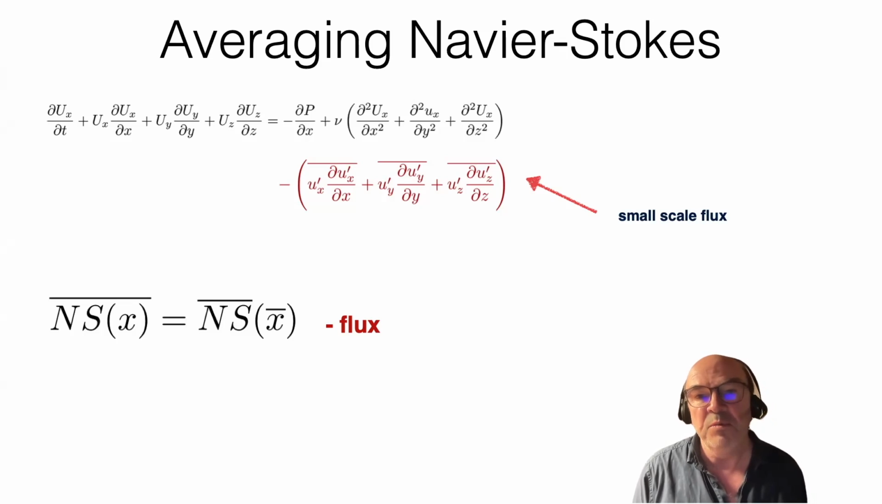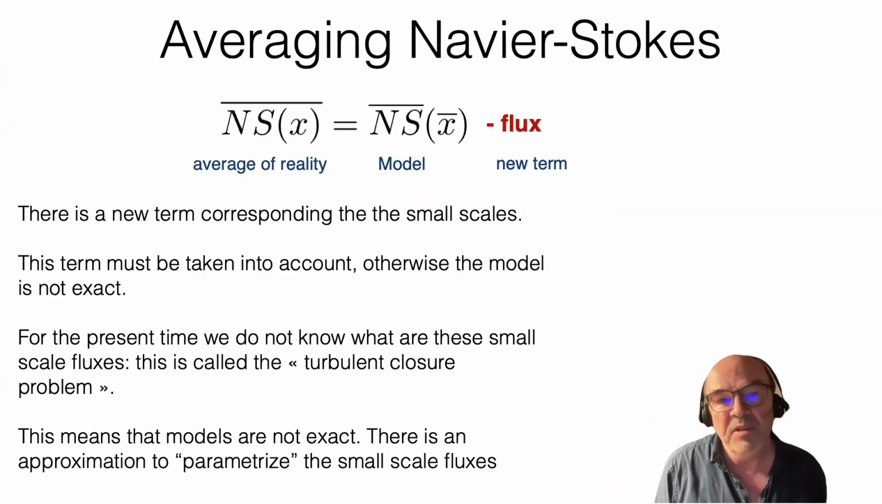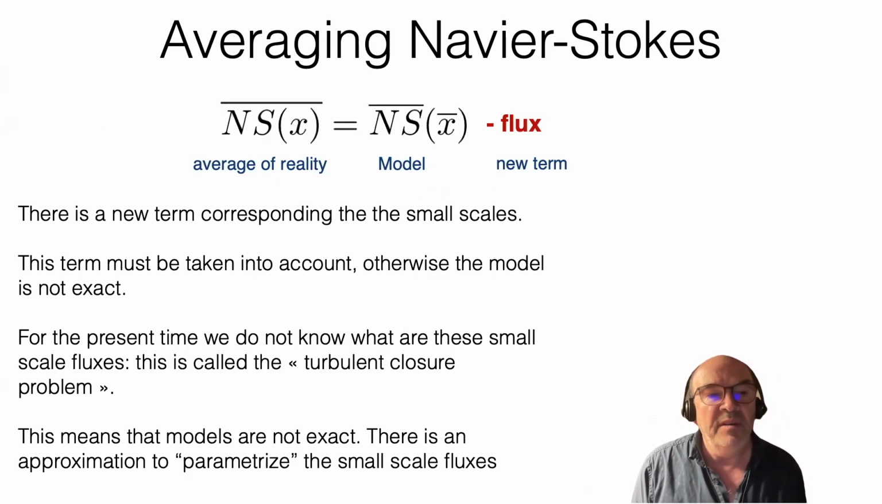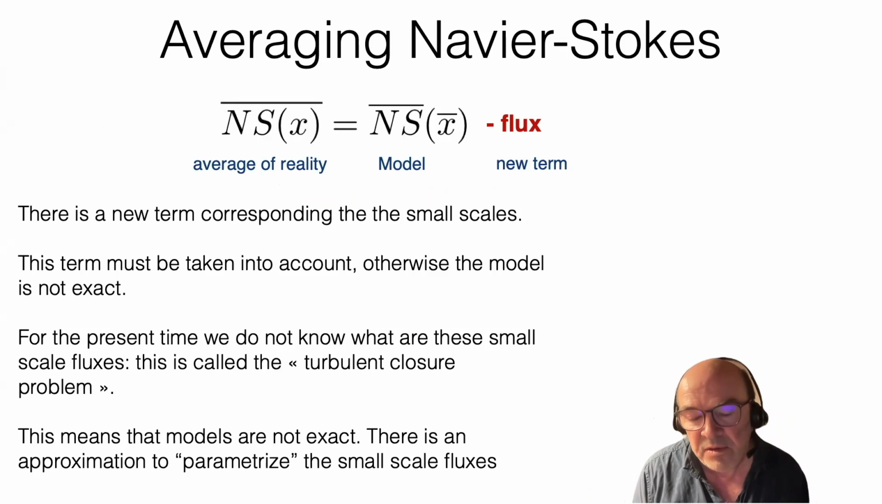It corresponds to the small scale flux. Globally, there is a new term that corresponds to what is happening at small scales. The model cannot be exact if we don't take into account what is happening inside the grid. This is called the turbulence closure problem. It means that the models used right now are not exact. They are not direct numerical simulations of the system. It's an approximation made in order to parameterize the small scale flux.